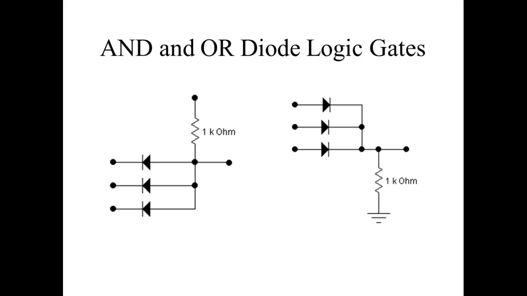So here's the logic gates right here. What's the one on the left? Now this is an AND, and this is a.